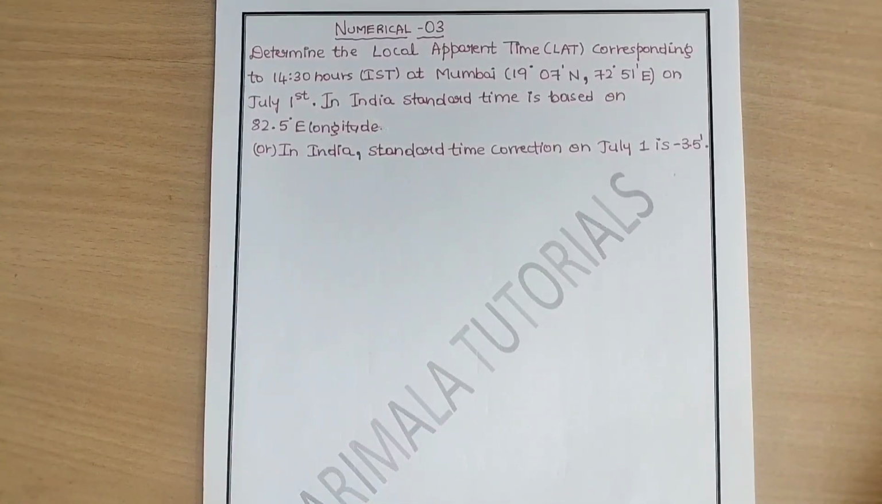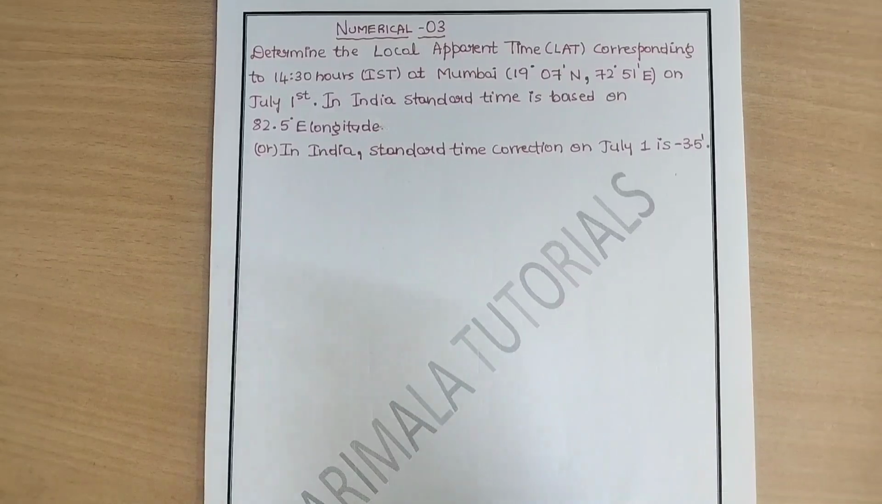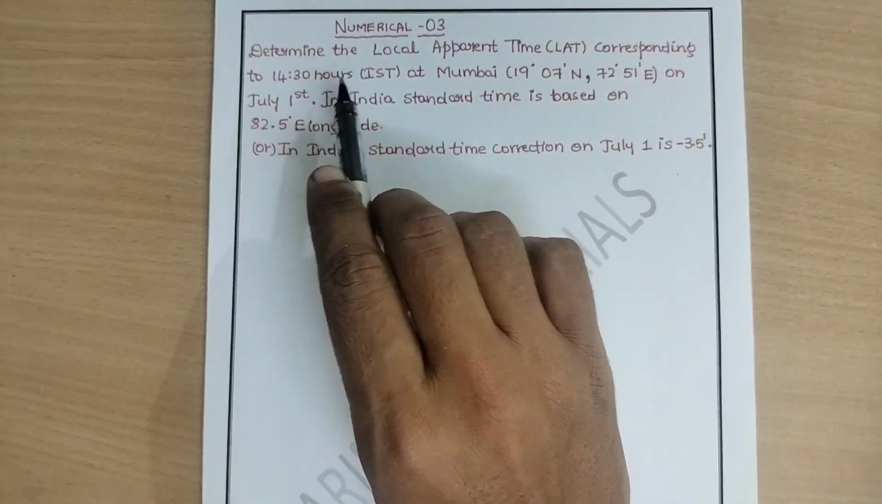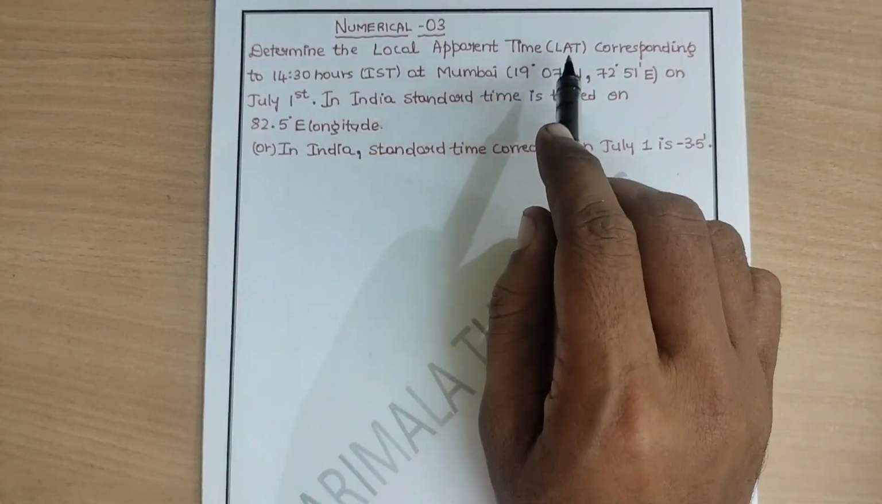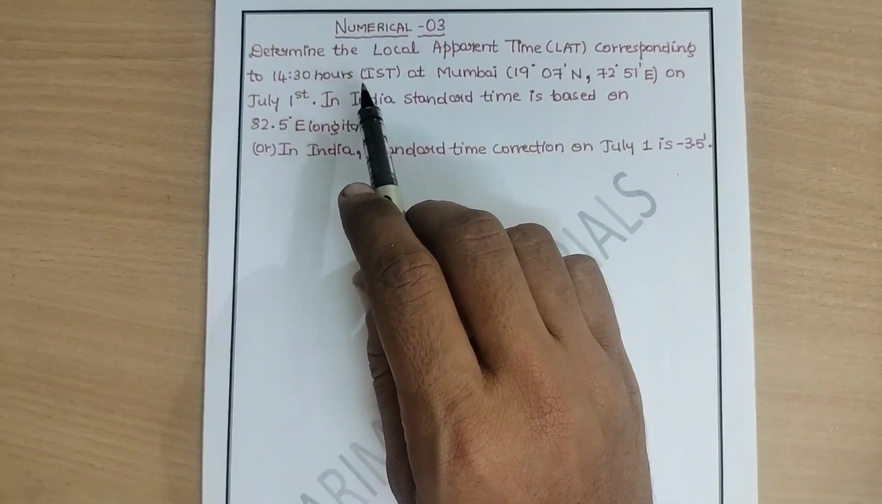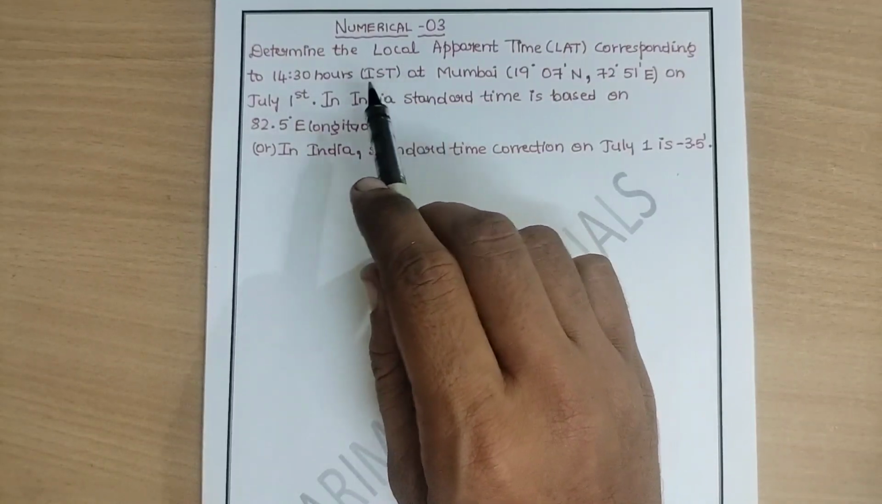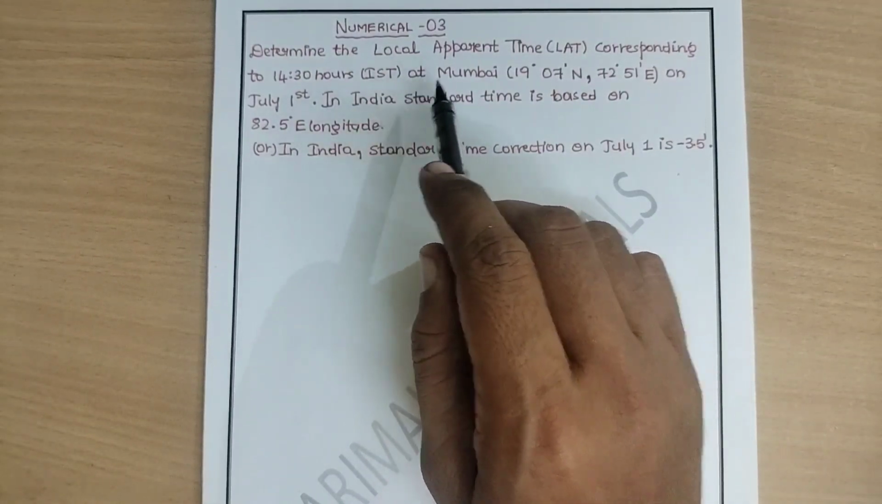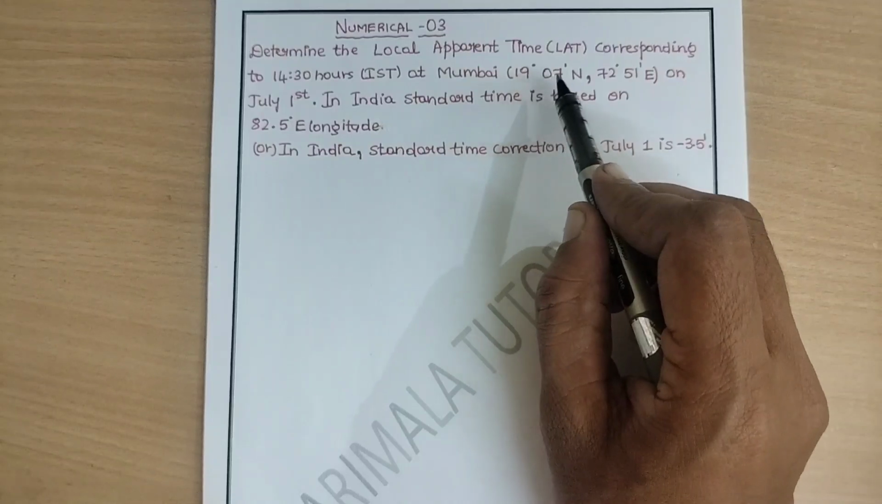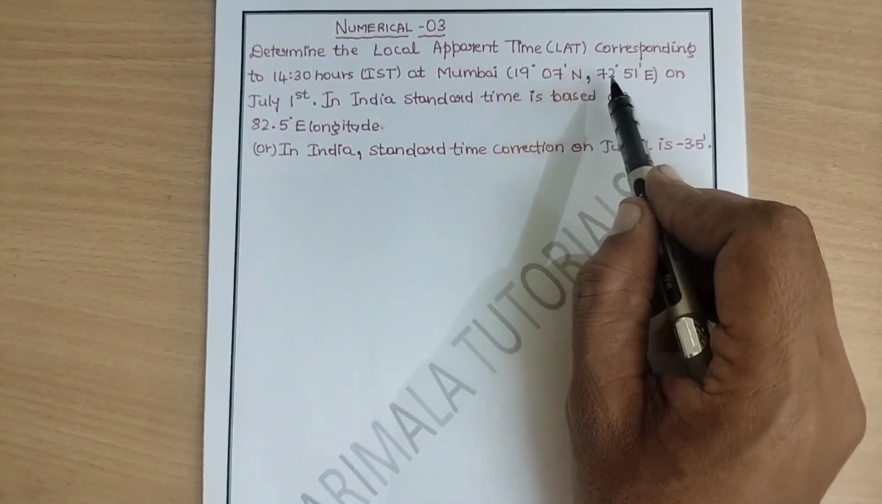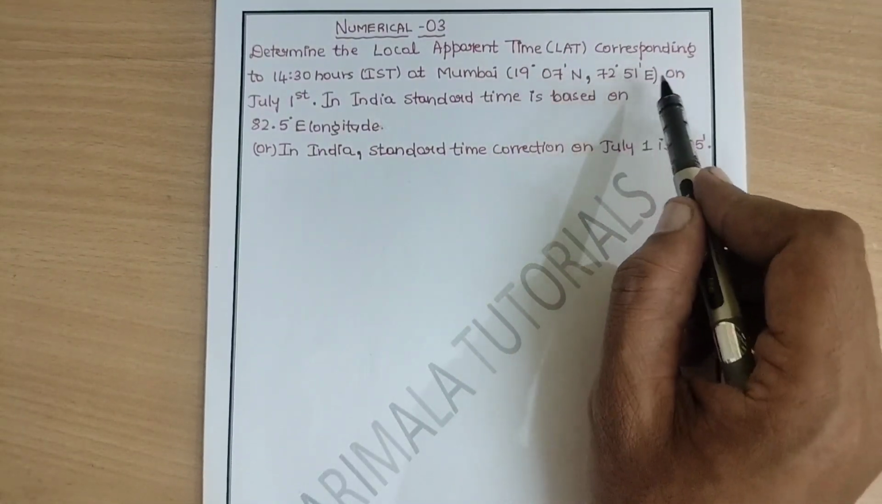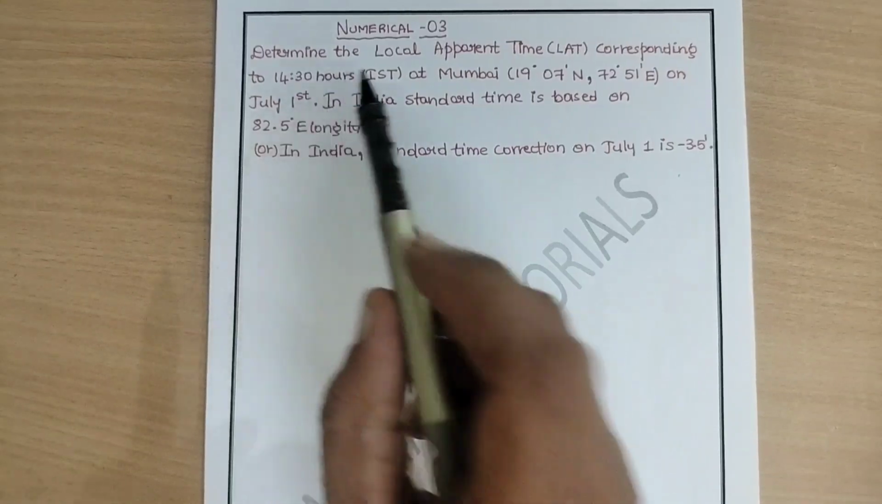In this session, let us see how to solve a numerical based on local apparent time. The question is something like this. Determine the local apparent time, LAT, corresponding to 14:30 IST, Indian Standard Time, at Mumbai, 19 degrees 7 minutes north, 72 degrees 51 minutes east, on July 1st.